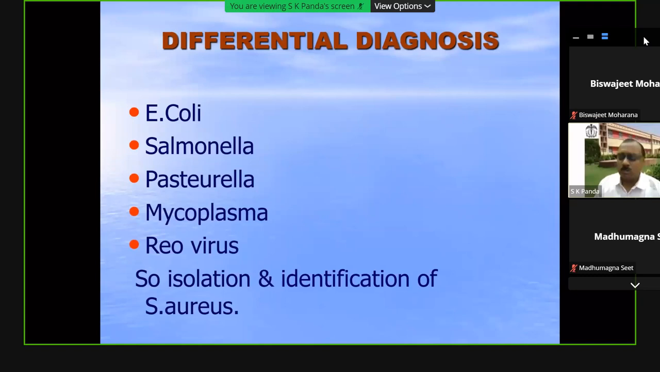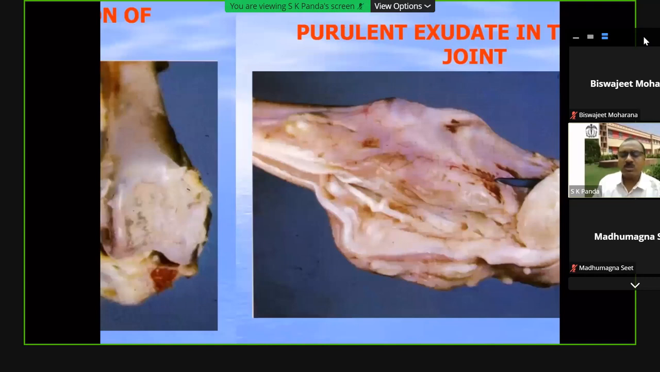So you will demonstrate the bacteria, you can demonstrate and you can see that.